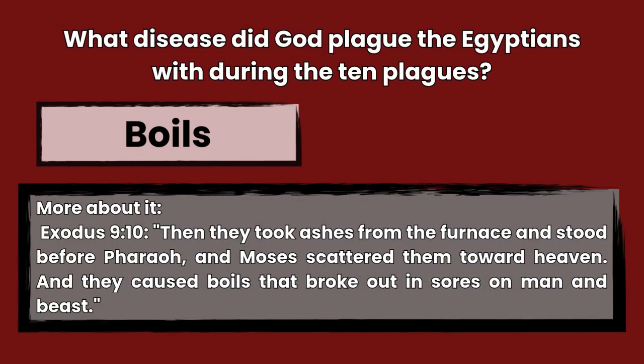The answer is boils, Exodus 9:10. Then they took ashes from the furnace and stood before Pharaoh, and Moses scattered them toward heaven, and they caused boils that broke out in sores on men and beasts.